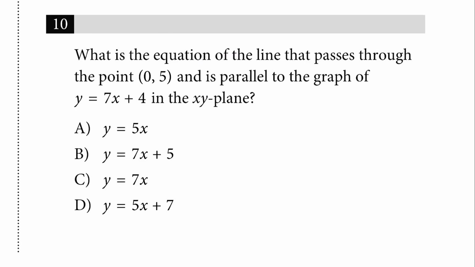What is the equation of the line that passes through the point (0, 5) and is parallel to the graph of y equals 7x plus 4 in the xy-plane? So the only thing we have to extract from this equation is the slope, and that's going to be our 7 here. Now we have to use our point in the y equals mx plus b format, replace our m with 7, and replace our x with 0 and y with 5, and then continue to solve it.